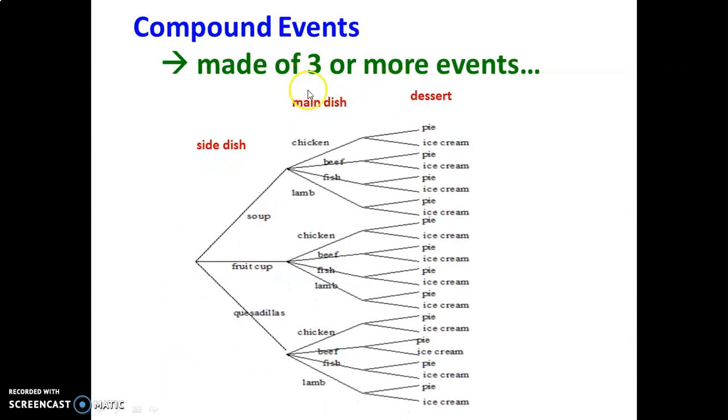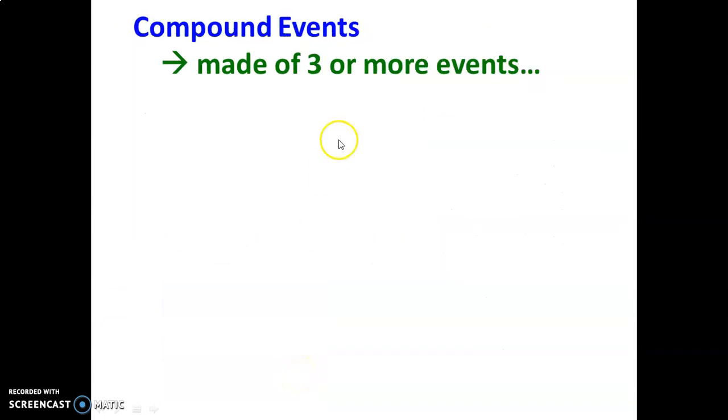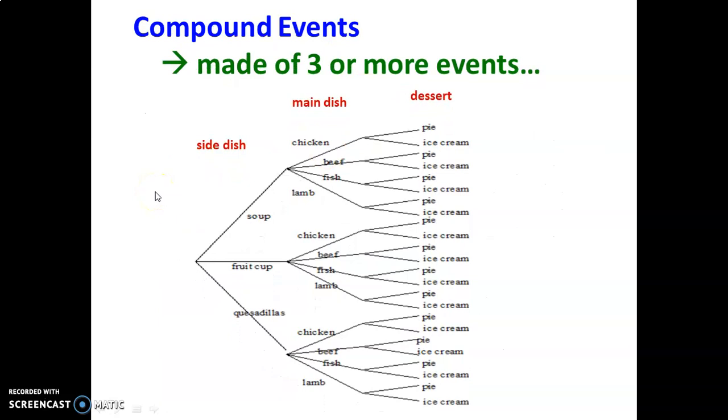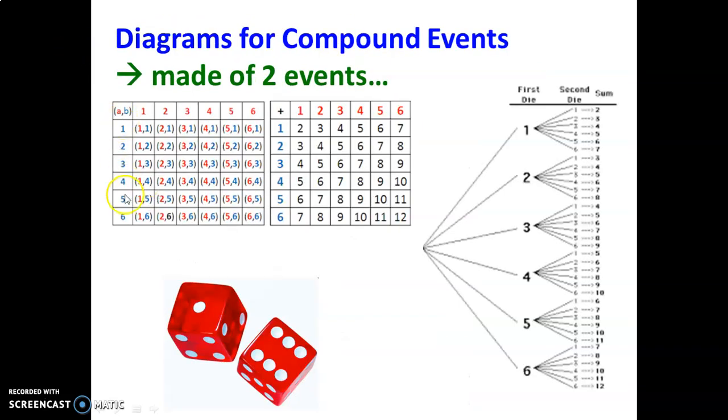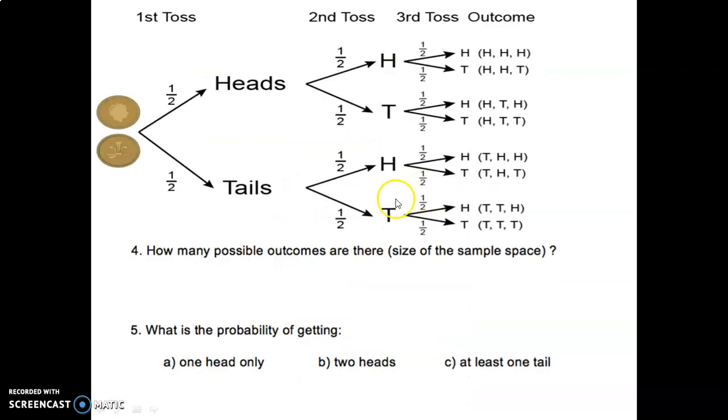For 3 or more events, though, because that last one was 2 events, right? 1 die roll, another die roll. But let's say you have 3 or more. A sample space diagram is impossible, because a sample space diagram is a 2-dimensional thing, right? There's 1 axis here, 1 here. But once you have 3 events, for example, you're choosing a side dish, a main dish, and a dessert, there's no way to represent that in the sample space diagram, because you can't do that. This is a 3-dimensional set of information here. So here you must use a tree diagram. So that's an advantage of tree diagrams. They're more useful when you have more and more events occurring. So here's an example of that.